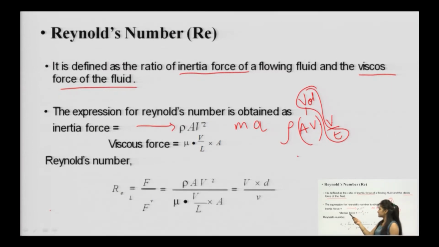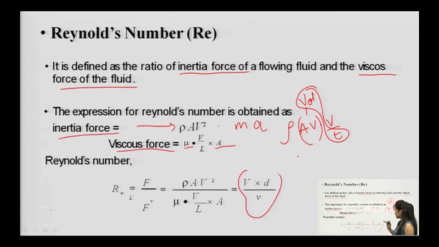Coming to viscous force, similarly you can see, viscosity will be in terms of shear force, hence it is mu, change in velocity with respect to the length travelled, into the area. So, if we are taking the ratio of inertia force by viscous force, what you are getting is velocity into the diameter upon kinematic viscosity, that is the ratio of dynamic viscosity to the density of the fluid. This is Reynolds number.